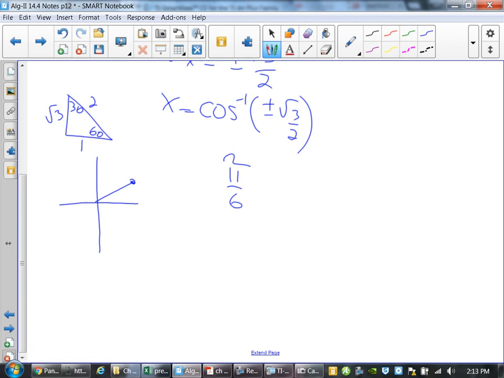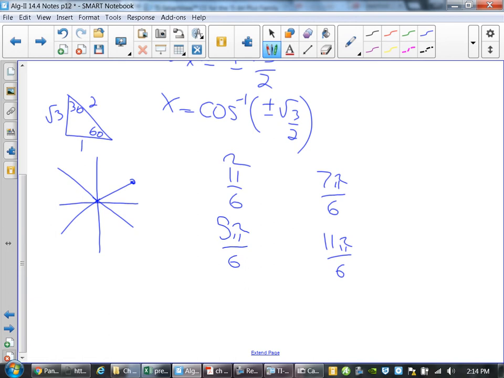Good. Third quadrant gives me, and fourth quadrant. So if this said list all possibles between 0 and 2 pi, you just did that.